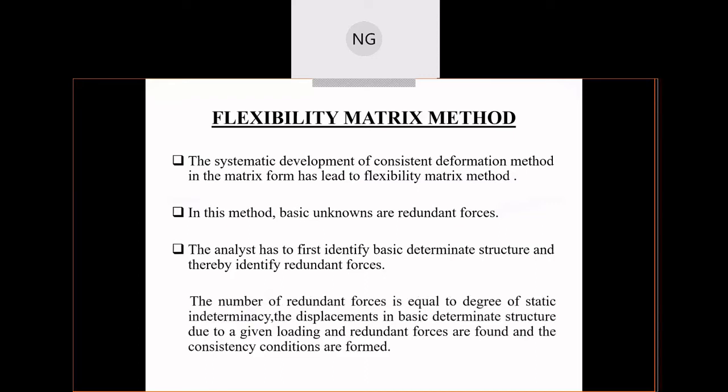The number of redundant forces is equal to the degree of static indeterminacy. The displacement in the basic determinate structure due to the given loading and redundant forces are found, and the consistency deformation equations are formed. Here the forces are unknown, and we call them redundant forces. The aim of this flexibility matrix method is to find the redundant forces by knowing the degree of static indeterminacy.